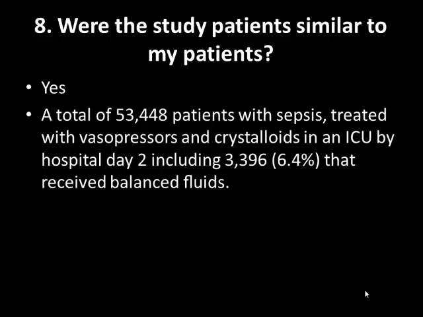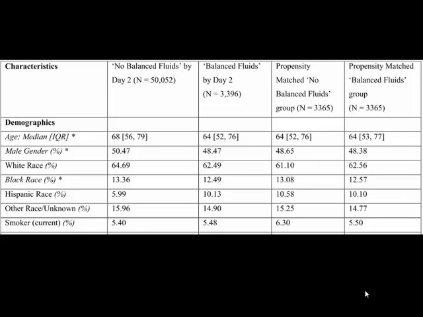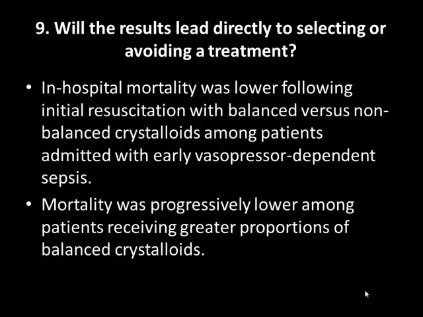So will the results help me with my patients? Were the study patients similar to my patient? I think yes. There are 53,000 patients, and there were 2 arms with 3,000 patients each in the ICU requiring pressors with fluid resuscitation. And here I have some demographics, like age, smokers. I think these patients can be similar to our population.